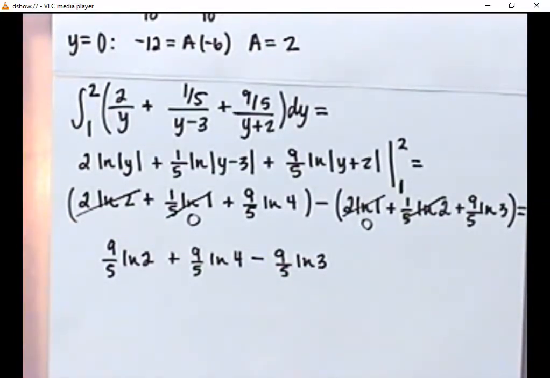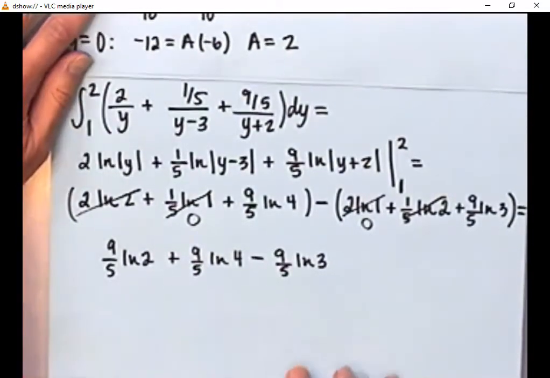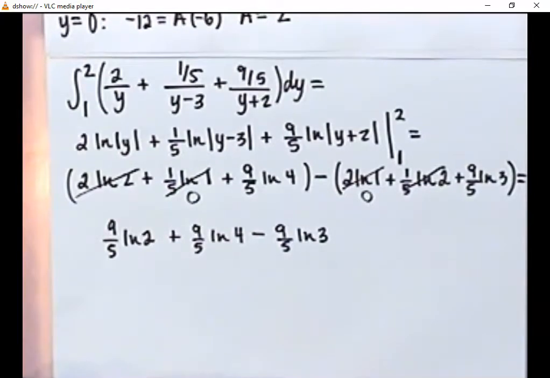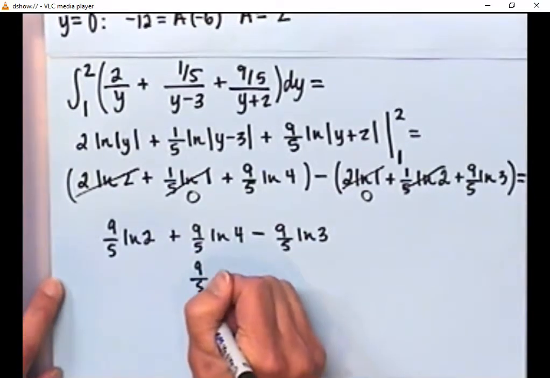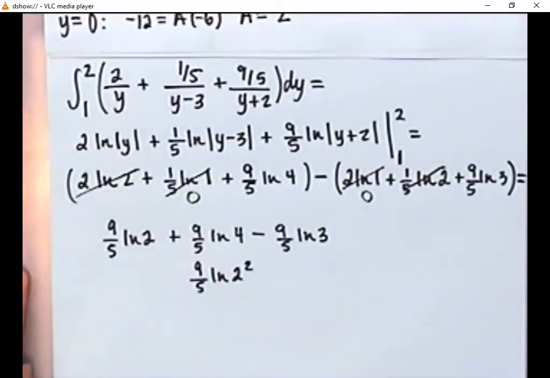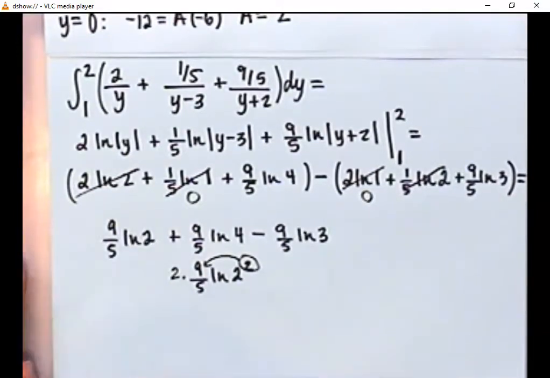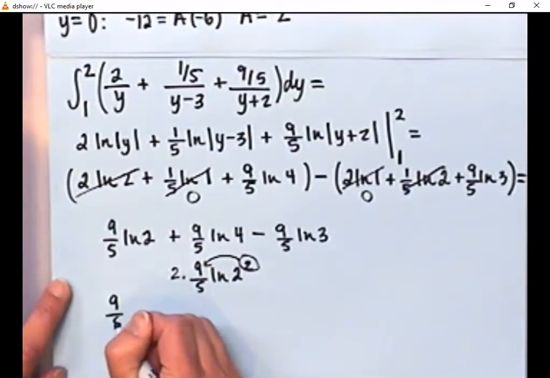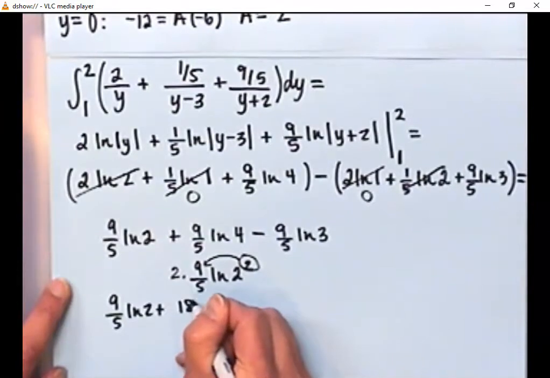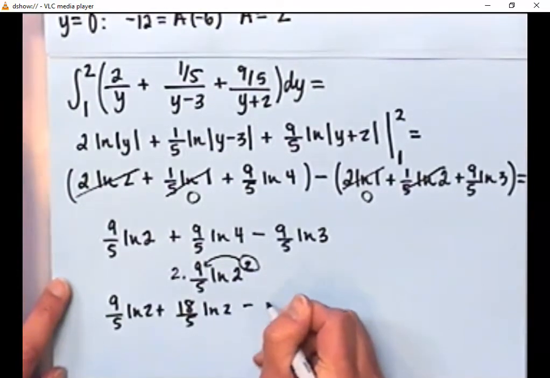And there's probably some more simplifying you could do here. Maybe you could combine the 9/5, pull that out, factor it out. And actually, natural log of 2 and natural log of 4 you could make similar, couldn't you? Do you know how? Remember, 4 is 2 squared. And in natural logs, whenever you have a power, you could drop that down in front and make that a constant in front. And then they would actually be the same. So you'd have 9/5 natural log of 2 plus 18/5 natural log of 2, and then you could combine those.